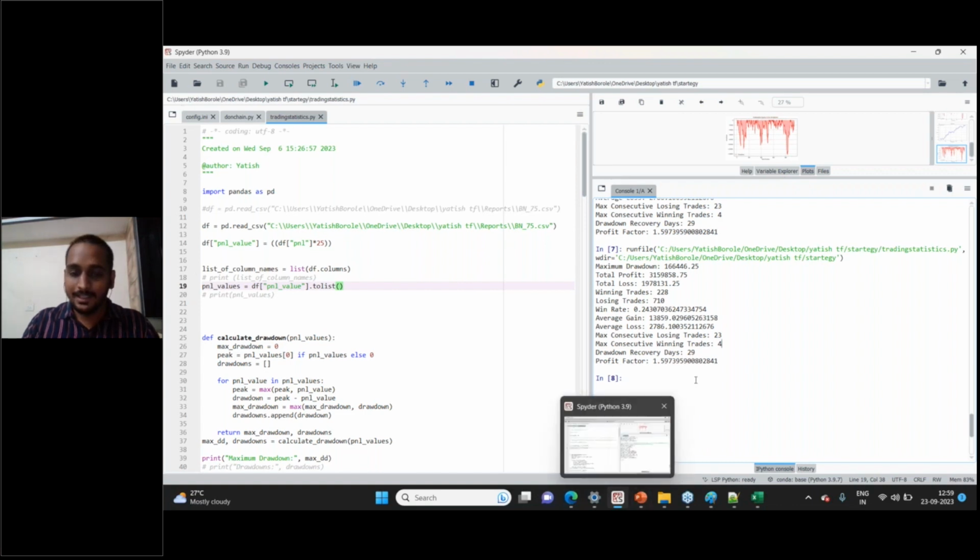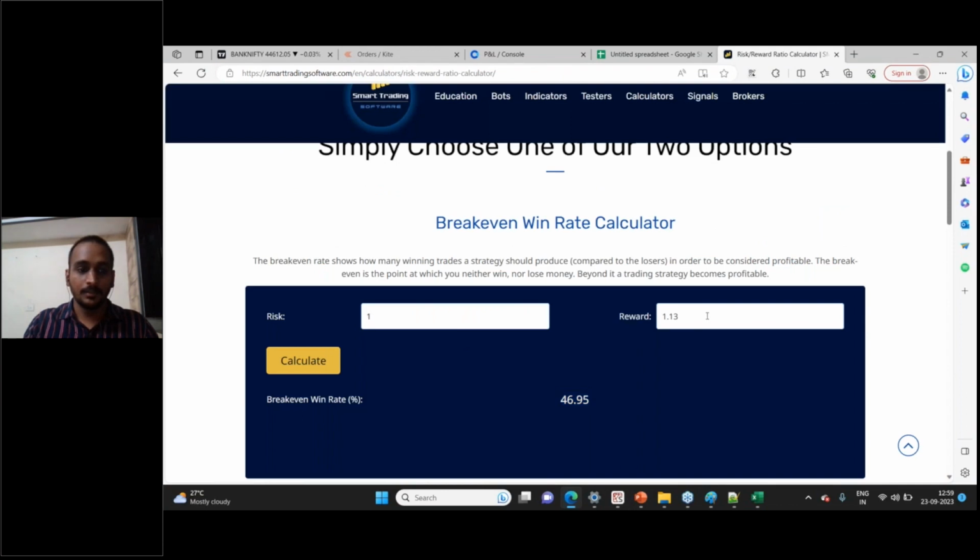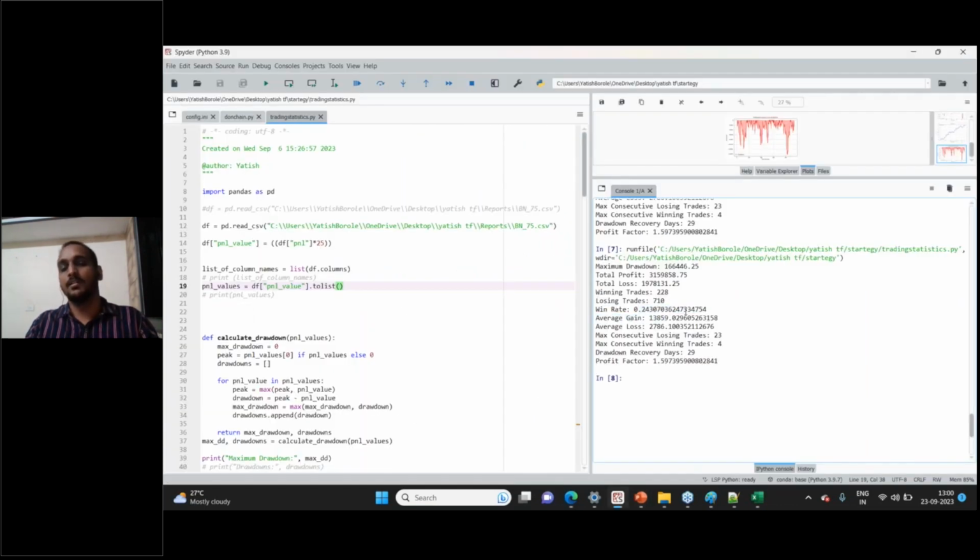Let's move again to the calculator and pass this 1.59 profit factor to see what accuracy we need. 1.59, 1.59. So if I plan to risk 0.5% of my capital on every trade, with a risk reward of 1 is to 1.6, I need 23.81% accuracy, which exactly matches the statistics we got, that is around 24% on a single time frame.